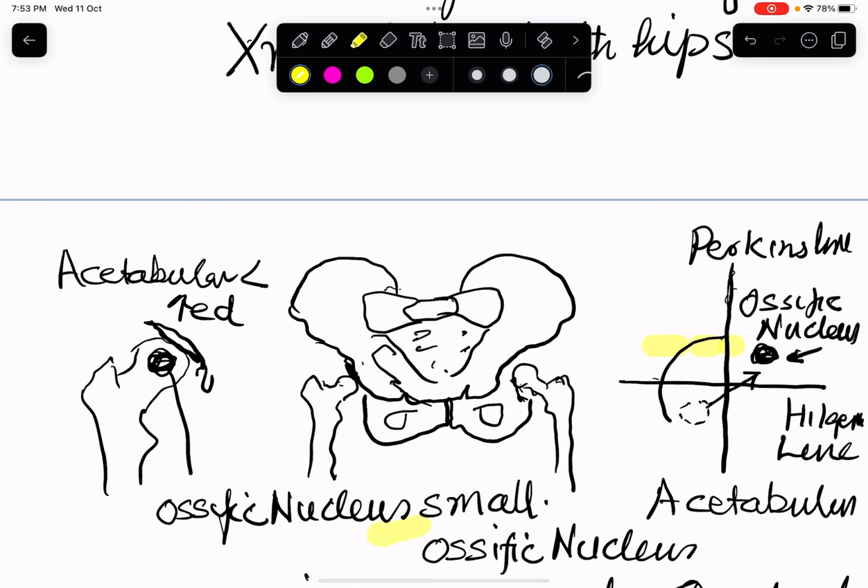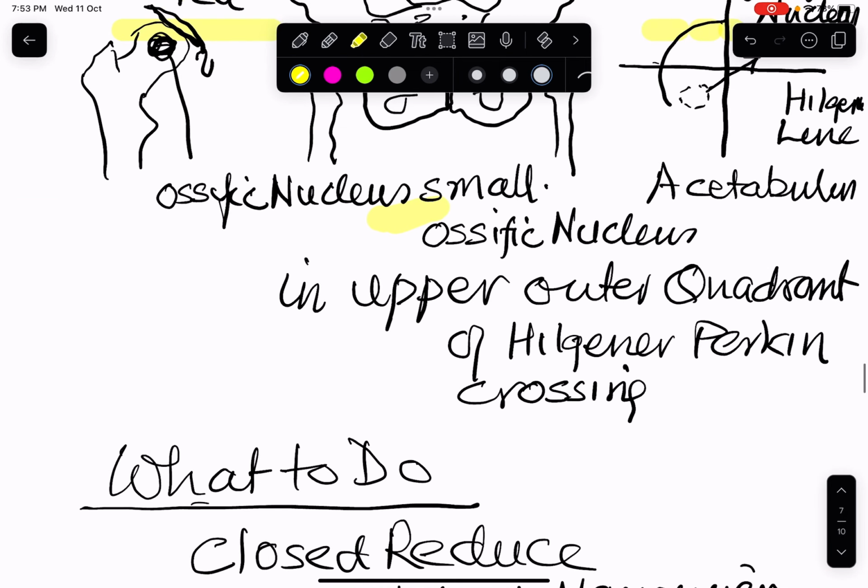So this is when I do not see the ossific nucleus. Otherwise, the ossific nucleus will be small. The acetabular angle between the horizontal and the acetabular edge would be increased, and these are the radiological signs which may indicate a congenital dislocation of hip.